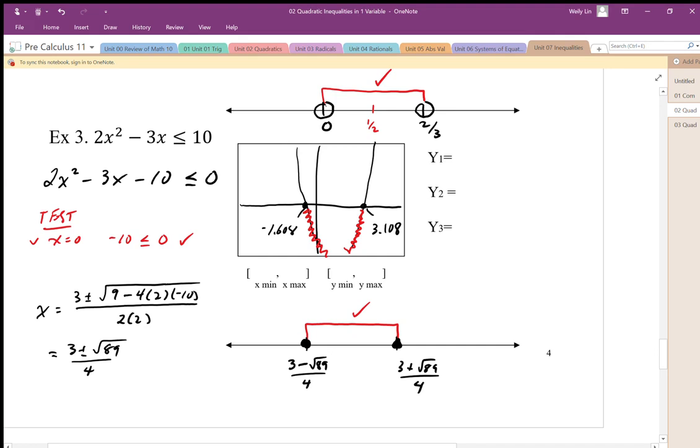Graphing is going to be the easiest because in a one variable situation, we're looking for above and below, and our solution is a one-dimensional solution on the number line.